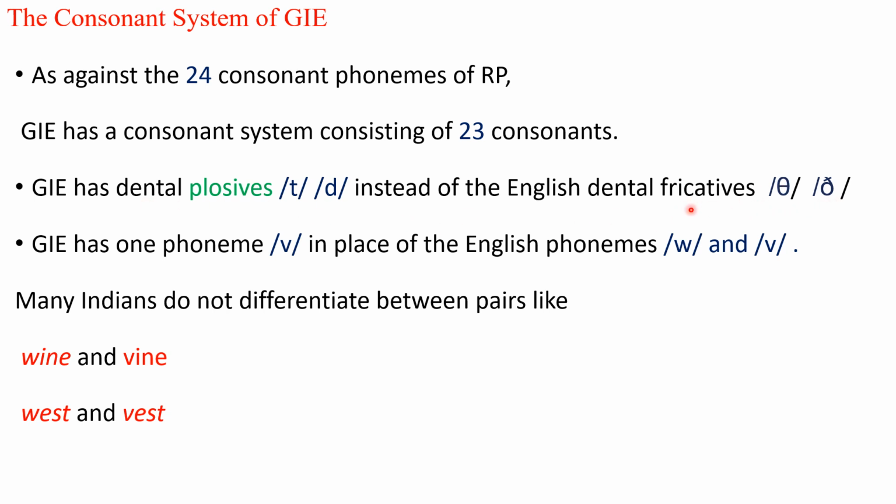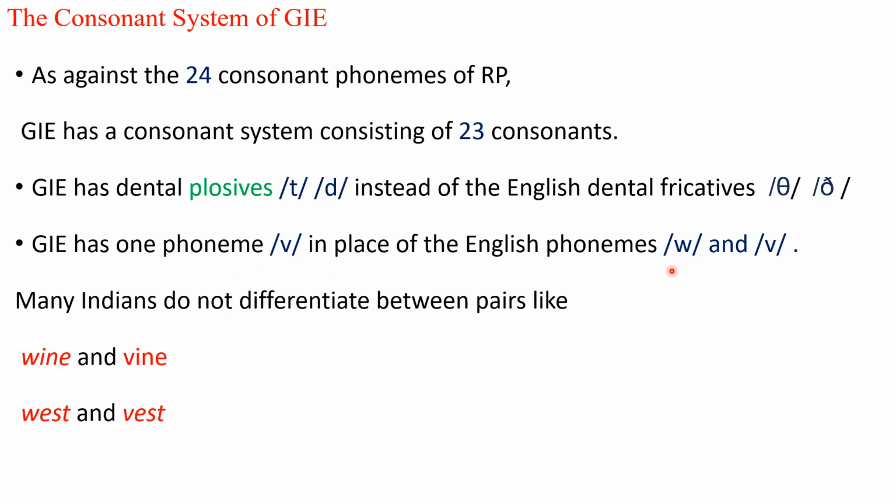So instead of these fricatives, Indian English speakers use these plosives. And GIE has one phoneme, va, in place of the English phonemes wa and va. So here we see the W and a V. These are very clear. There is a clear distinction between these two sounds in RP. But whereas in Indian English, we have only one sound, that is va.